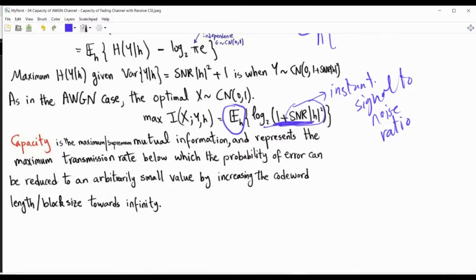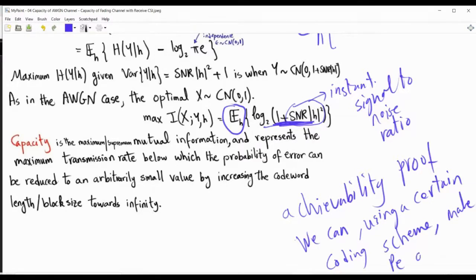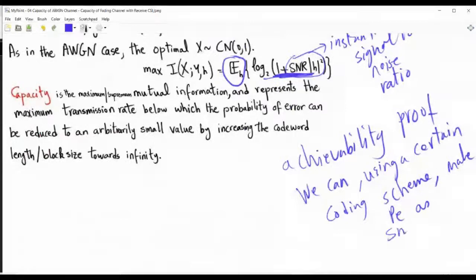To any arbitrarily small level. Okay? So to prove this, you need to do something called the achievability proof. Achievability proof means that we can, using a certain coding scheme, make the probability of error as small as we wish.